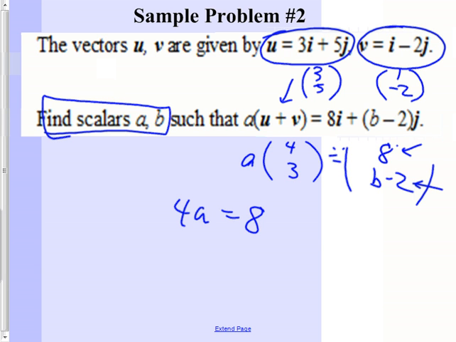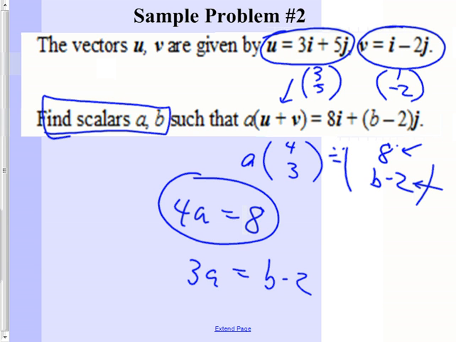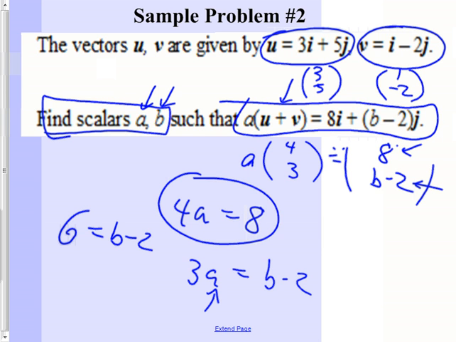Okay, so the other way might work, but this way I know will work. A times 3 is 3A equals B minus 2. There are 2 equations. This one's really easy to solve. So what's A? A is 2. Stick a 2 in there. Do you think it'd be easy to solve for B then? All right. 3 times 2 is 6, so 6 equals B minus 2. Add 2 to both sides. B must equal 8. Those are scalars, so this little equation they had would work. Okay, so that's solving equations based on vectors.